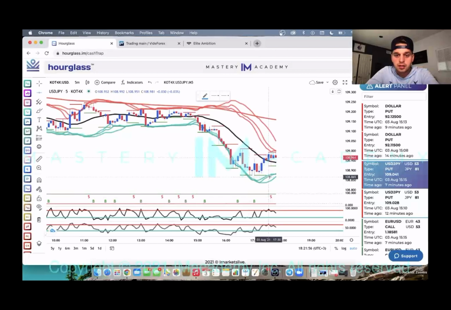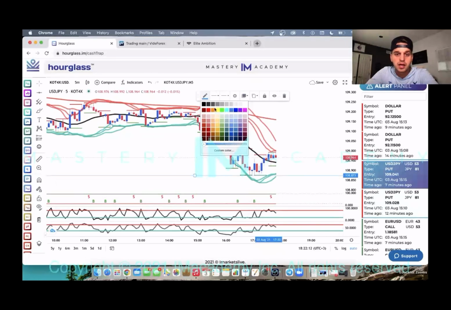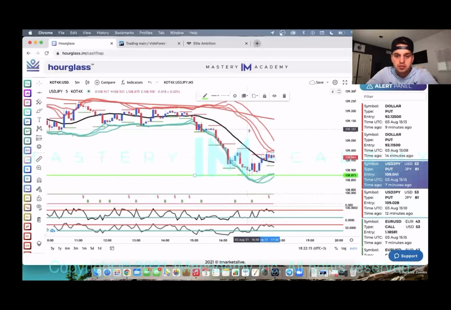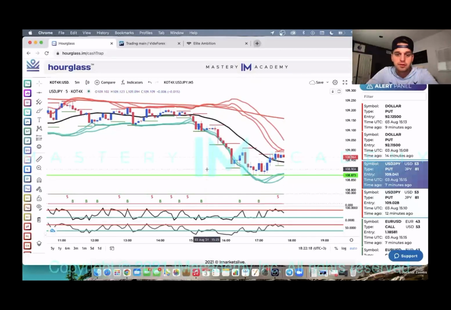So I'm going to come down here and I'm going to put a support right here. You guys can see CashTrap already gave us 3 supports, right? It told us it's a good support there. It told us it's a good support there and there. And so I really don't even need to put a horizontal line, but I'm just going to show you guys what it would look like. Okay, so there is a good support level.